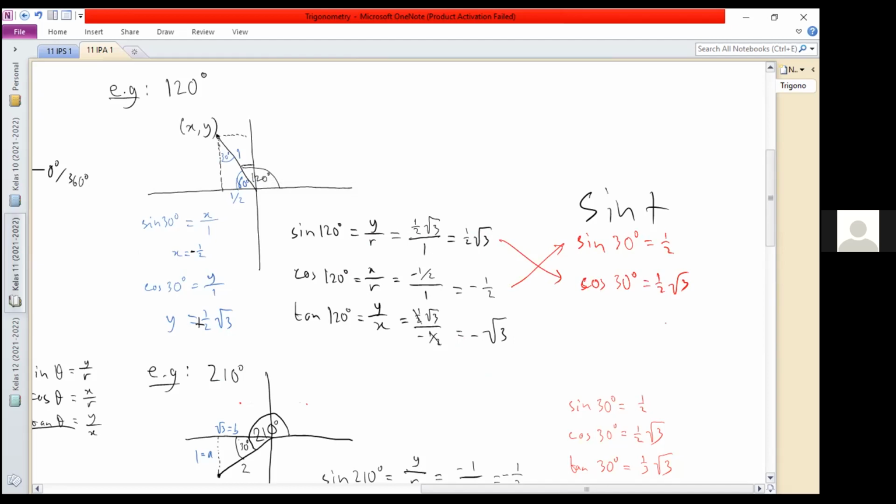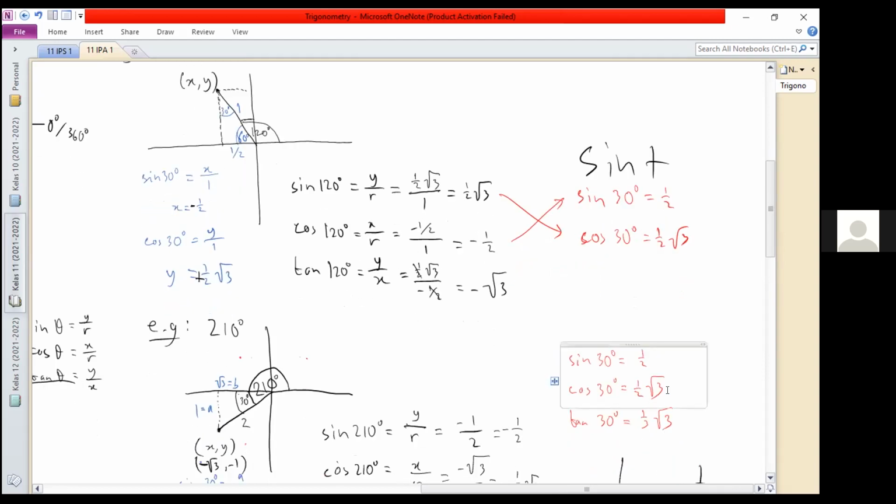Yeah, and the tangent, okay, the tangent is different. But the tangent is actually the opposite. So this is 1/3, this is 1/3, this is square root of 3, like that.